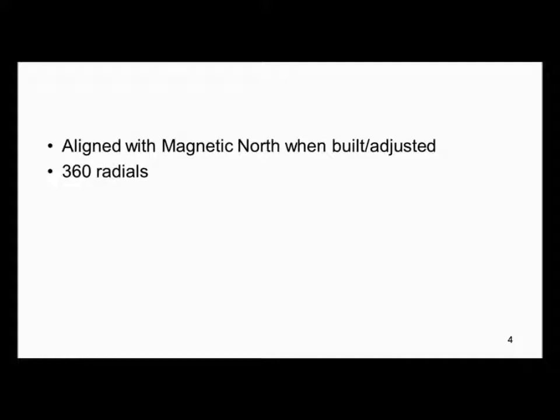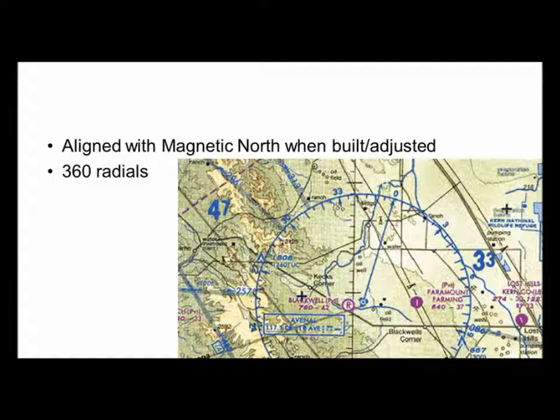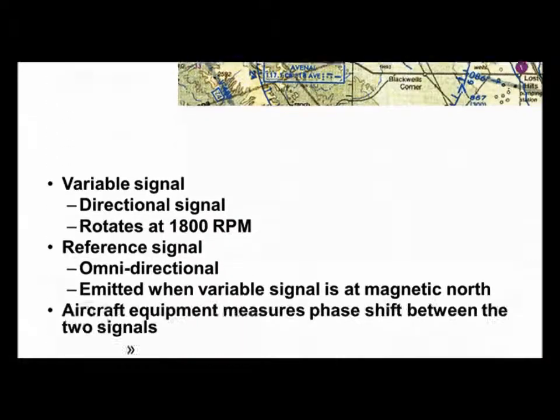Of course, we already know that they're aligned with magnetic north when they're built, and there are 360-degree radials. Okay, great. Here's a nice one. What is the magnetic variation in this location? If we scooted that VOR to the west about a mile or 2 miles, I'd say somewhere between 15 and 20 degrees magnetic variation. So this is just a reminder, VORs are bolted down to magnetic north, not true. You can underline the word magnetic there.